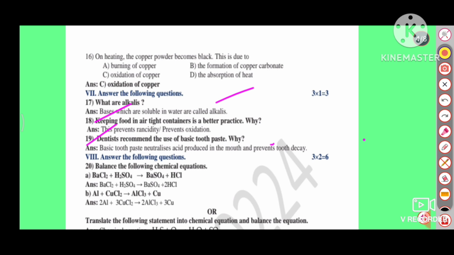Answer the following questions. Question: balance the following chemical equations: barium chloride plus sulfuric acid gives barium sulfate and hydrochloric acid; aluminum plus copper chloride gives aluminum chloride plus copper.